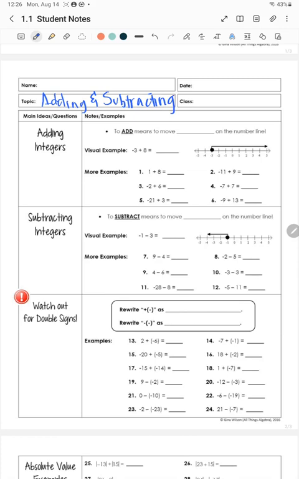Okay? All right. So adding integers, to add means to move on the number line. I mentioned this on the last note sheet: if you move to the right, you are increasing in value.